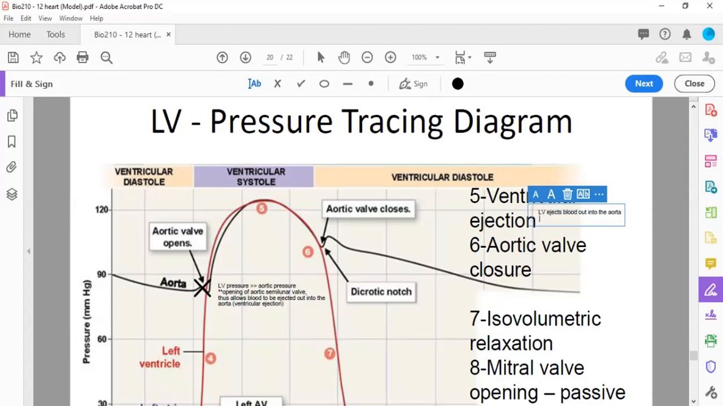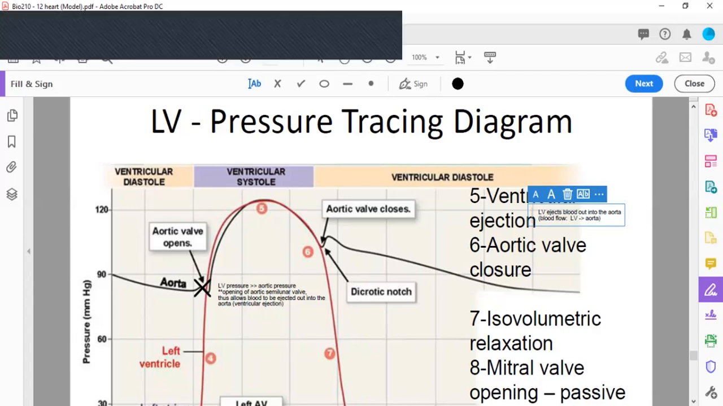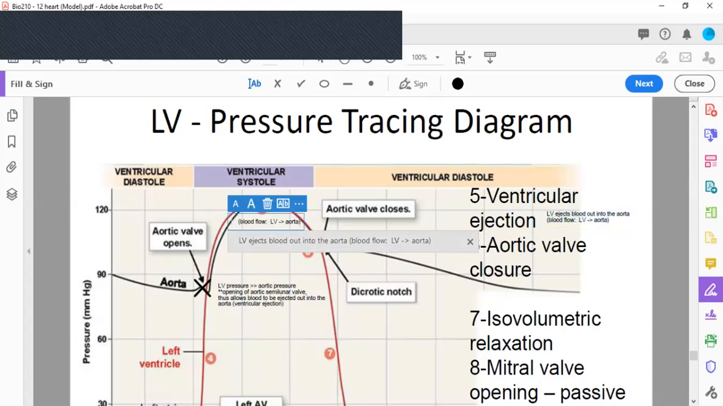So what that means is that you have blood flow from the left ventricle out into the aorta. And we can say at 5, that's what we have. We can say blood flows at 5. All right.